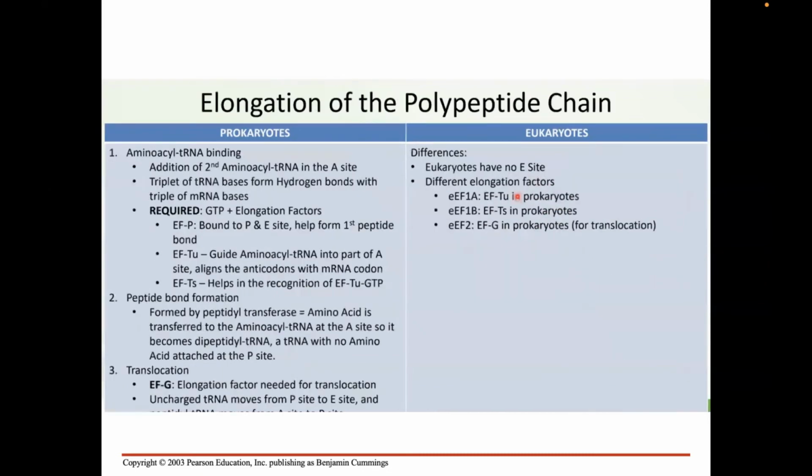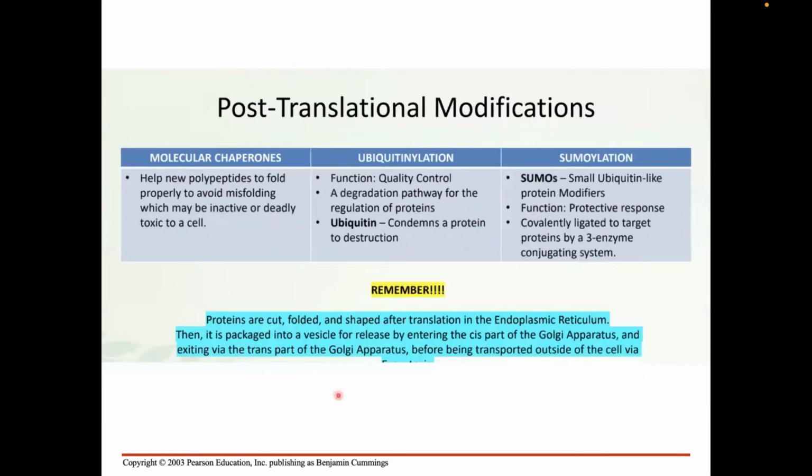Okay? Next, elongation of the polypeptide chain. May difference pa din si prokaryotes and then si eukaryotes. Meron silang mga major differences, and ito po sila, nabanggit sila. And then yung post-translational modifications. Meron tayong tatlong tinatawag. We have your molecular chaperones. It helps new polypeptides to fold properly to avoid misfolding, which may be inactive or deadly toxic to a cell.